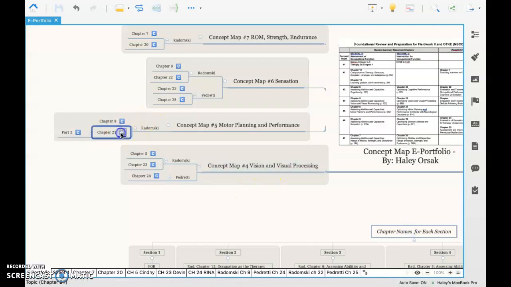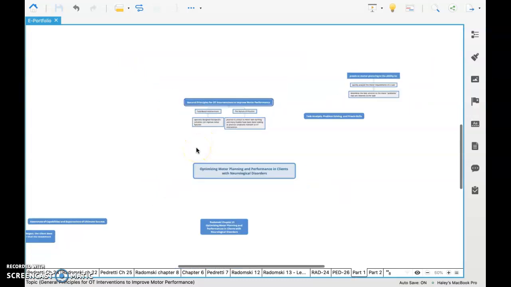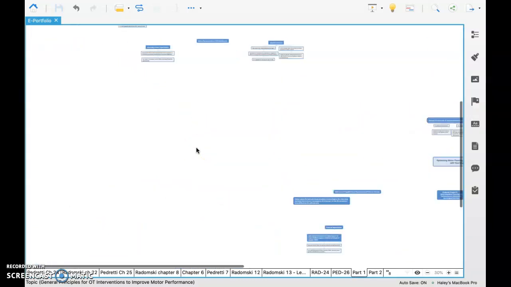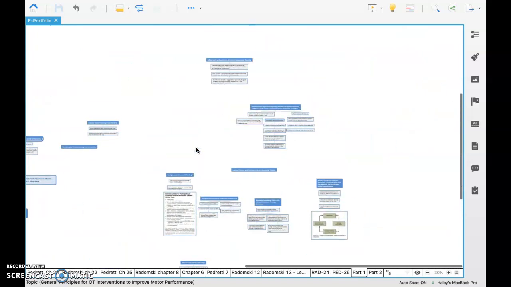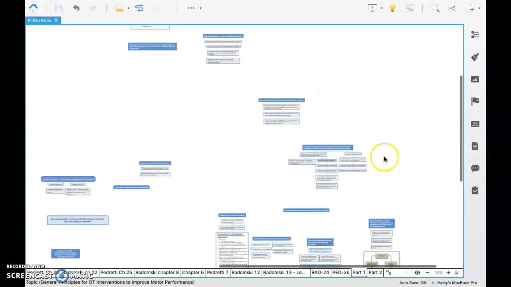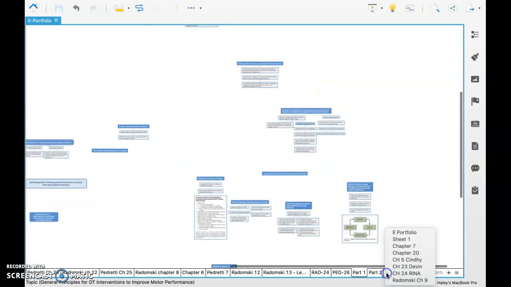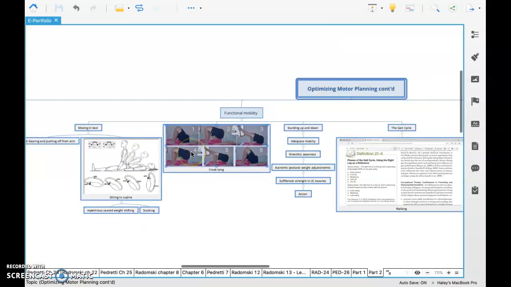And then for chapter 21, this one was in 2 parts. So this is part 1. When I'm off of this, I can actually go through their slides and then I can see how they set up the slides. Back to main page, and then part 2.